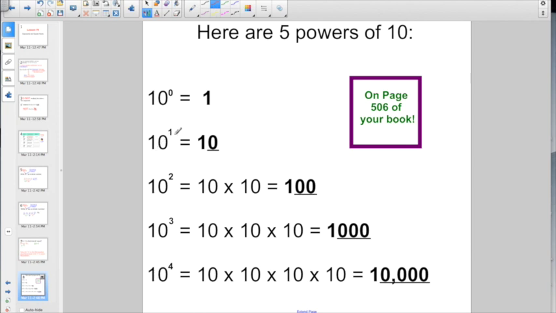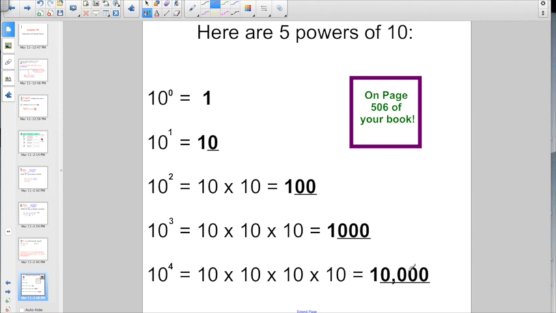10 to the 1st power equals 10, because if I just have 1 10, that would be all I'd have. 10 to the 2nd power, or 10 squared. 2 10's multiplied together equals 100. 10 to the 3rd power, or 10 cubed. 3 10's multiplied together equals 1,000. Or 10 to the 4th power, 4 10's multiplied together, that equals 10,000.